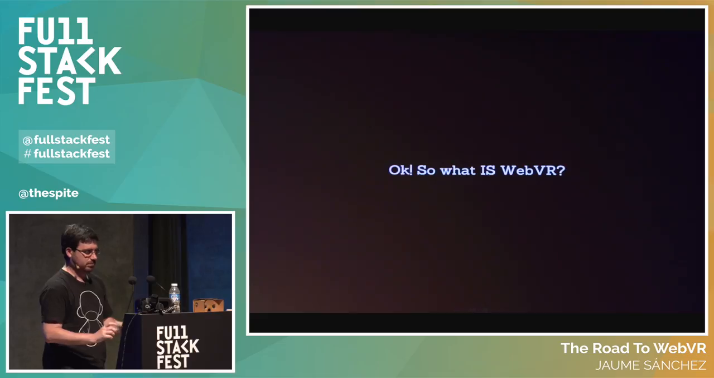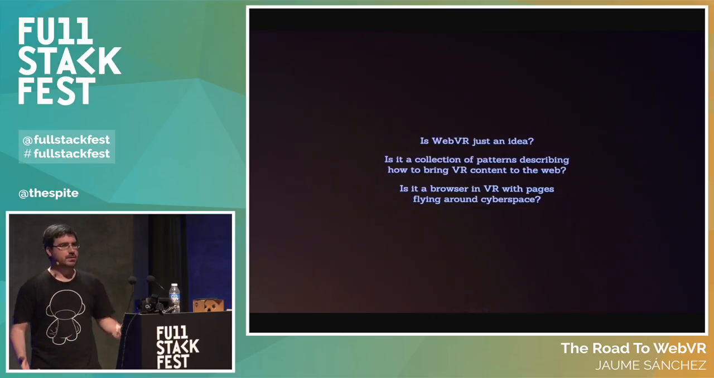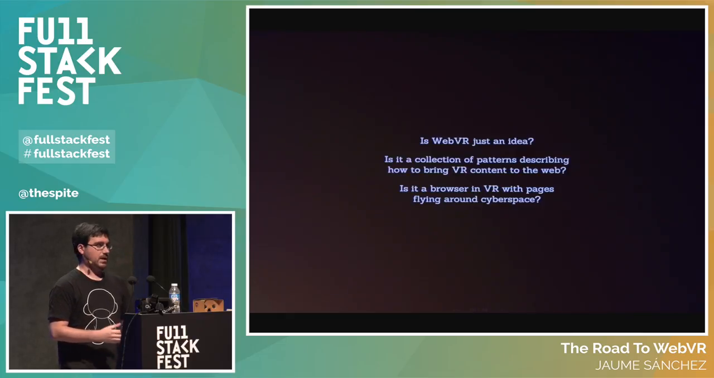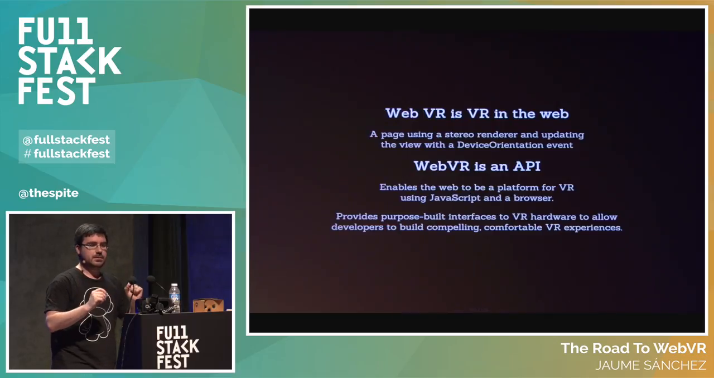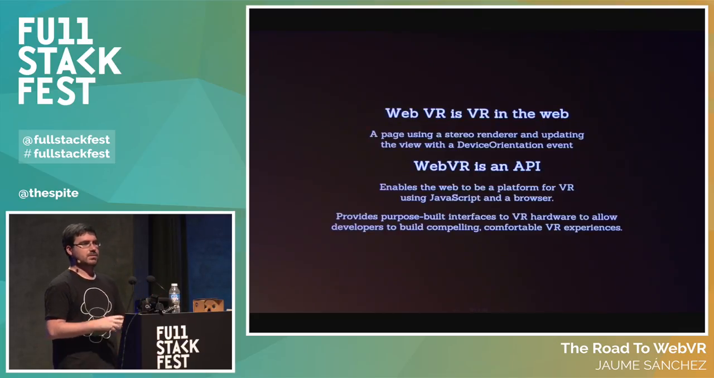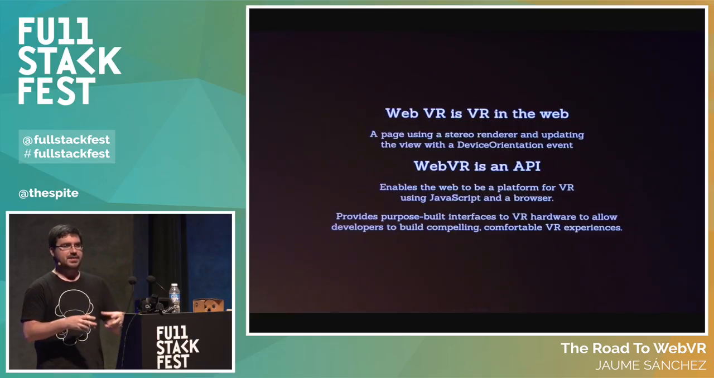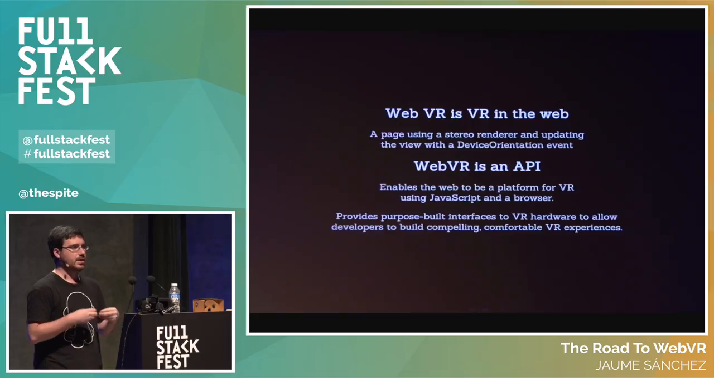Okay, so what is WebVR? Now we get to the specifics of WebVR. Most people ask, is it just the idea of having VR on the web? Is it just a set of guidelines for how we should create content when we want to put VR on the web? Is it a kind of hyperspace in which our browser is in 3D and we can browse the internet in 3D? So web space VR is basically virtual reality on the web. Every page that is running in stereo and responding to the position or rotation of the user's head, like Cardboard for instance, that's web space VR. But WebVR, in one single word, is an API. It's a JavaScript API that enables the web to be a platform for VR using JavaScript and the browser. Given that the existing options in the browsers are not designed for high performance and low latency, they come up with a set of solutions that the browser implements so you can actually use the HMDs and the sensors.